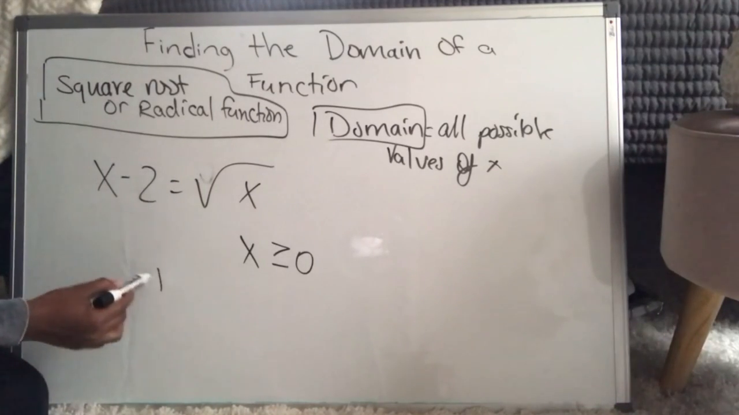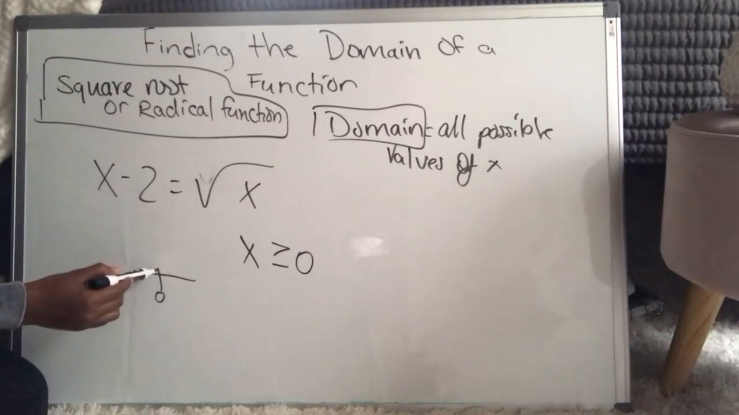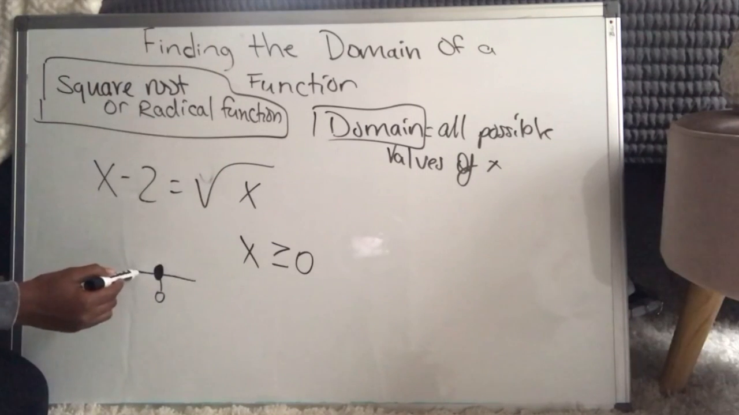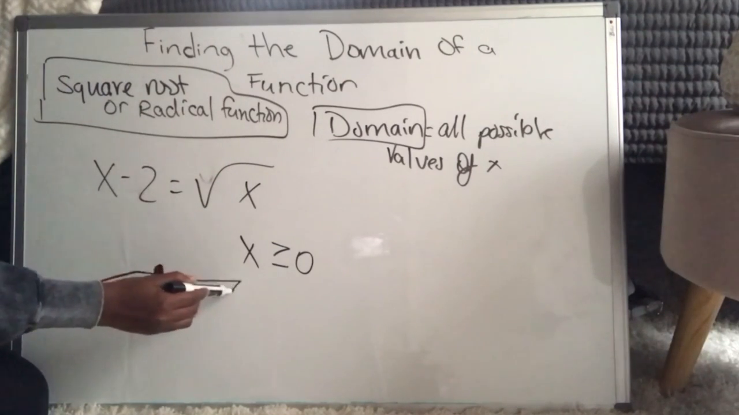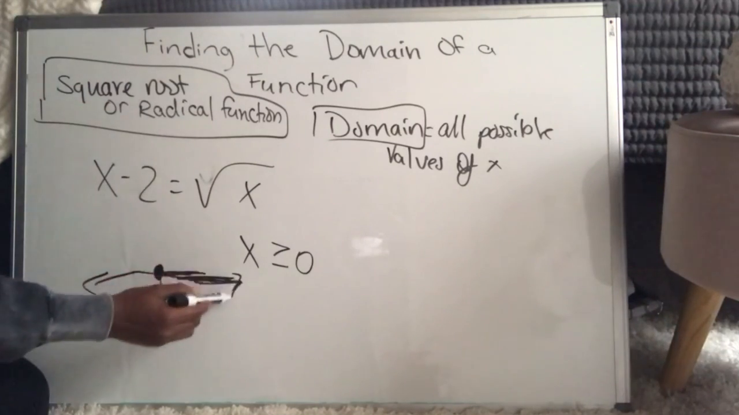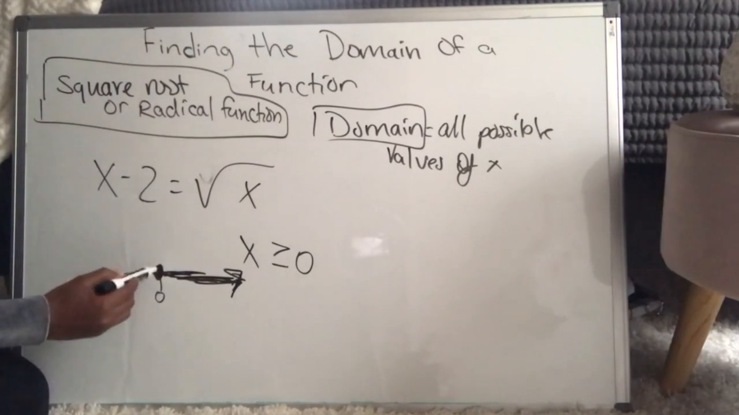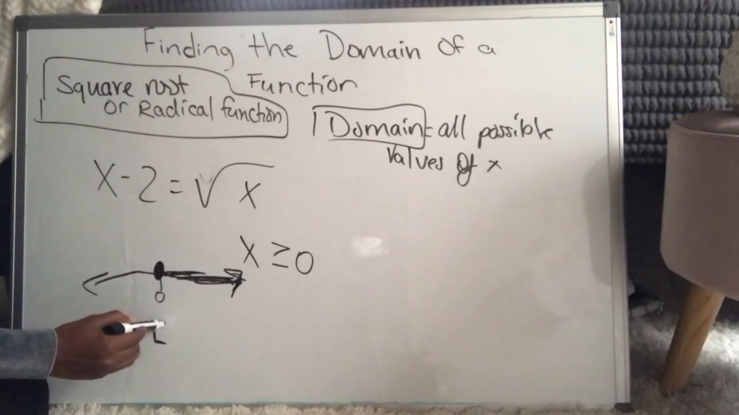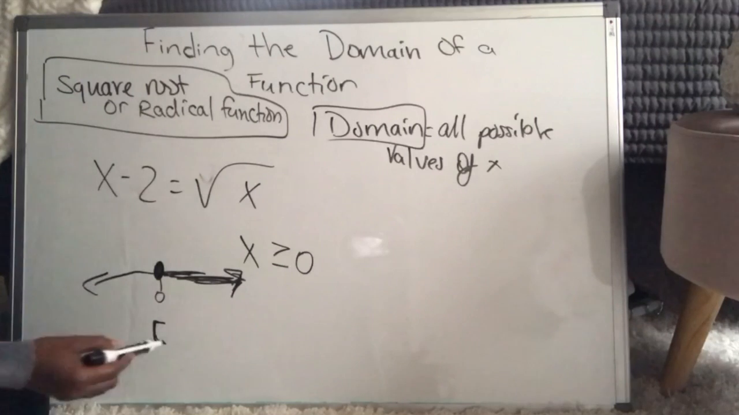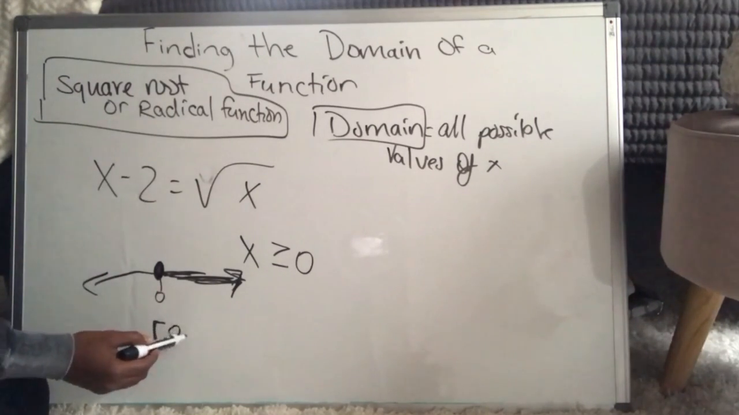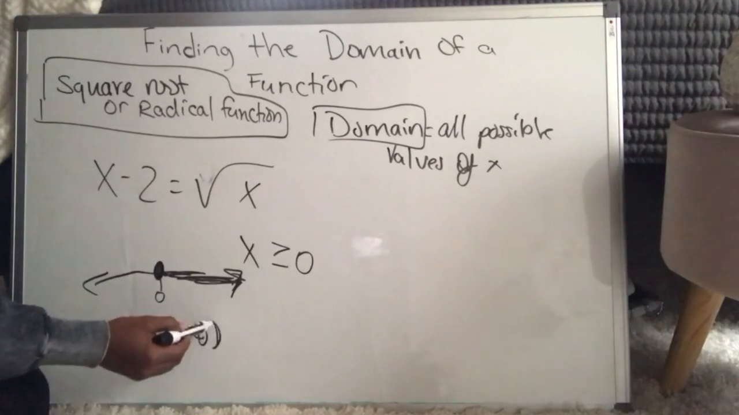So when we're looking at this on the number line, this is 0. 0 can be included because you can take the square root of 0. We shade this way. So therefore, because this is a closed circle, our parentheses is now a bracket. For our interval notation, we do 0, comma, infinity.